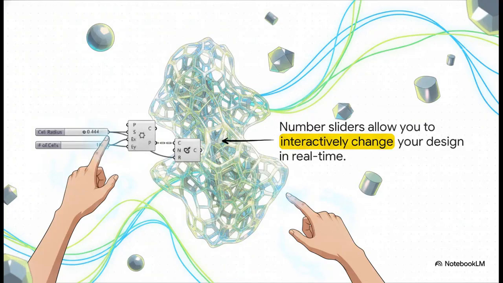Okay, now here is where the real magic happens. What if, instead of just using static curves from Rhino, we start generating parts of our geometry with something like these number sliders? All of a sudden, you're not just modeling anymore. You can tweak a radius or change the number of components and watch your entire 3D model update instantly. You're actually exploring hundreds of design possibilities in real time.